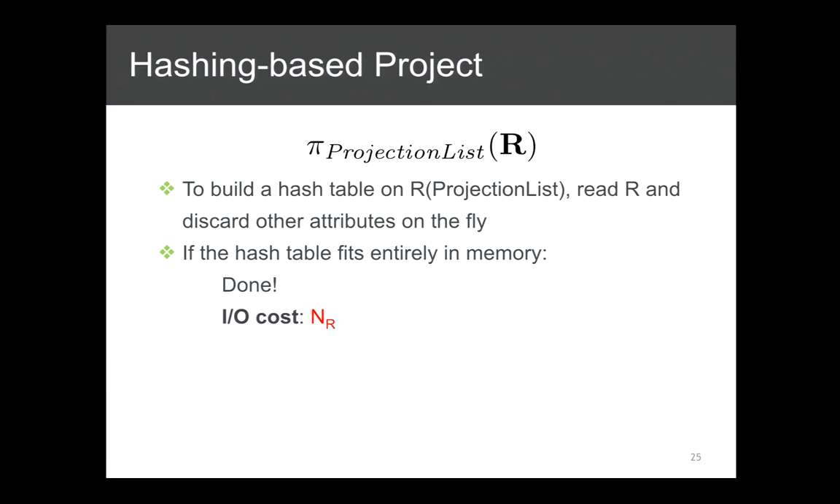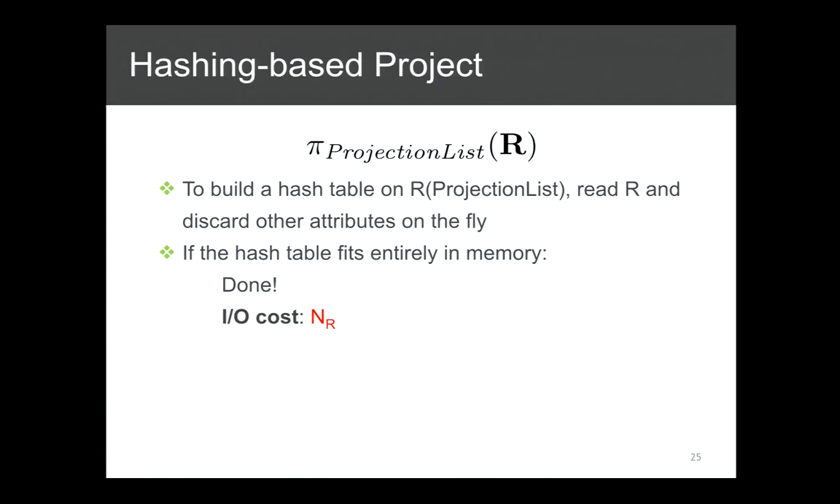If you can, you're in luck. You're done. You don't need to do anything else. You have an in-memory hash table data structure into which you're populating R after discarding the other attributes. And so the I/O cost is just one file scan of R, which is just NR. Okay, is that clear? So if your hash table can fit in memory, this is not that different from your hash table data structures in Java or Python or whatever.